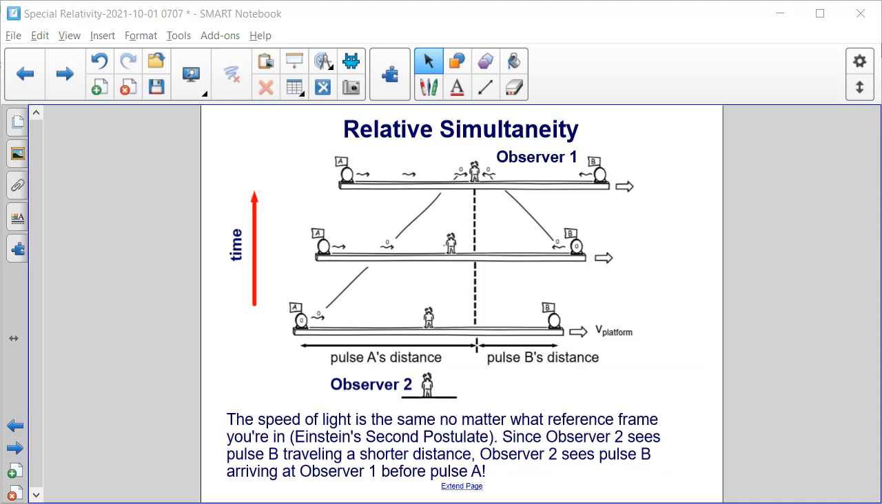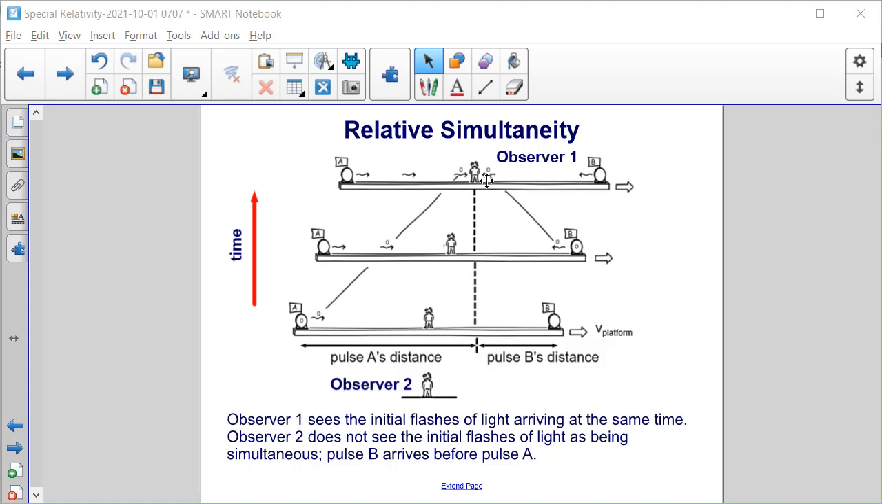Okay, we know the speed of light is the same no matter what reference frame you're in. So if observer 2 sees pulse A traveling further than pulse B, then that also means that observer sees pulse B arriving first, right? The time would be less for pulse B to get to observer 1, and pulse A would take longer to get to observer 1 here as the train is moving to the right.